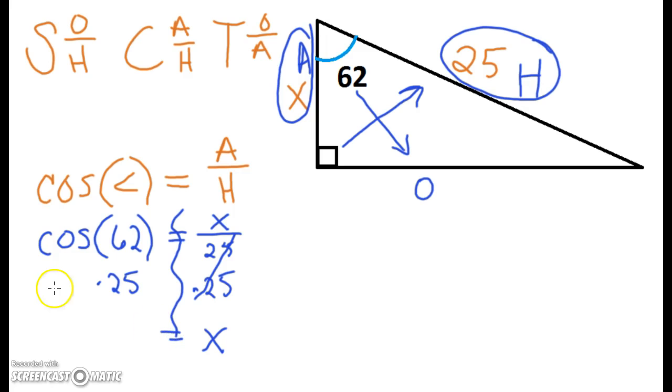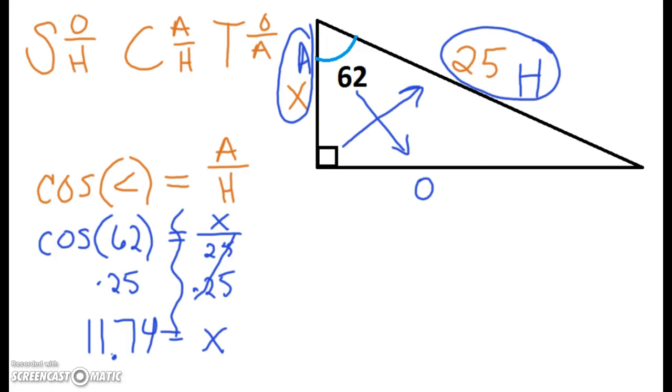You just multiply by whatever's on the bottom, makes that go away, so that you get X by itself. Now, in your calculator, you have to type all of this in. So you do the cosine of 62, you close your parenthesis, and then you do times 25. So the cosine of 62, close parentheses, times 25, I get 11.74. Now, let's take a really quick second to see if that makes any sense. If the hypotenuse is 25, does it make sense for a leg to be 11.7? Sure, just as long as this leg isn't bigger than 25, it's going to make sense.